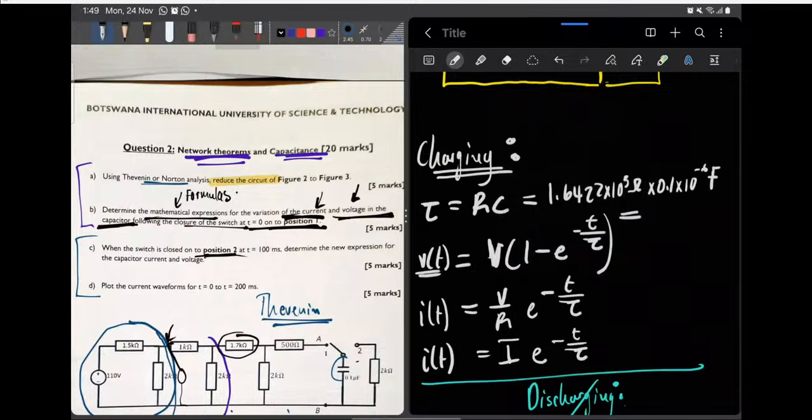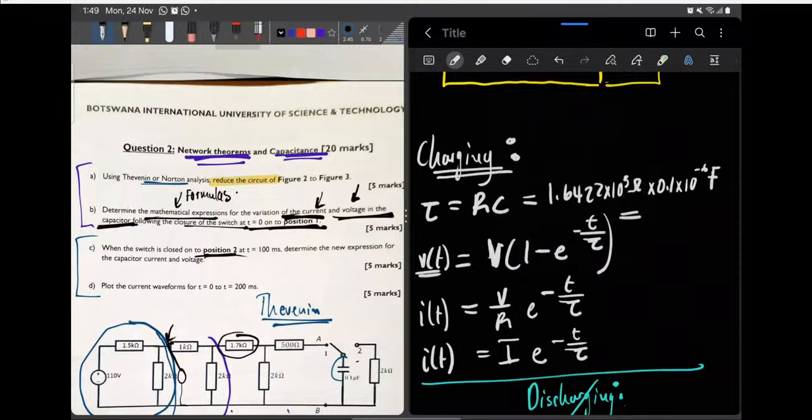They can give you an expression and say, please find when this is like this, whatever the situation. So you must get tau. And when you get tau, you can now start to do your calculations.